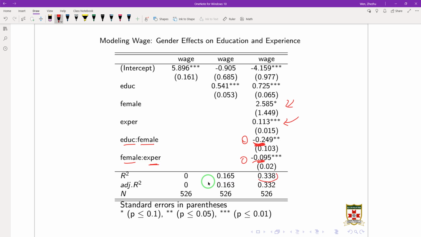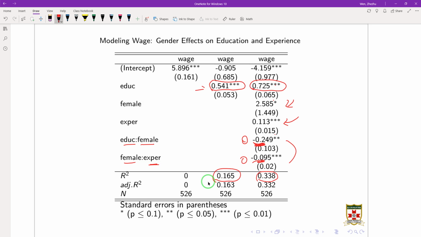So R square has actually doubled compared to just using one variable here. We have used 1, 2, 3, and these two are called interaction terms. Interaction terms like this allow us to let your predictor have different slopes when you're dealing with multiple groups. Okay, so you may have noticed that these values have changed, right?